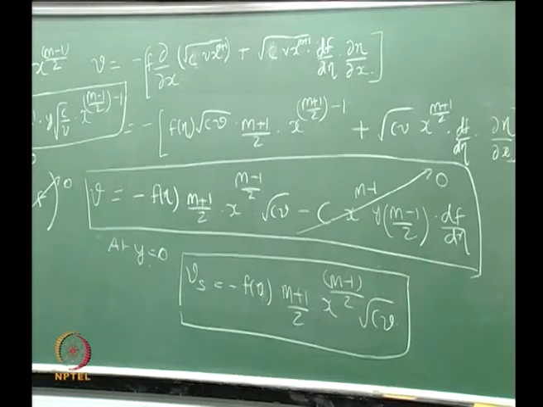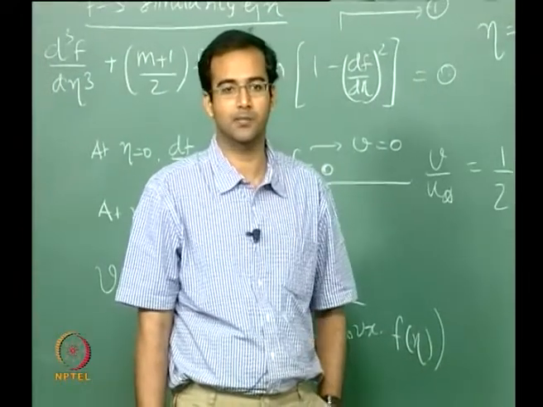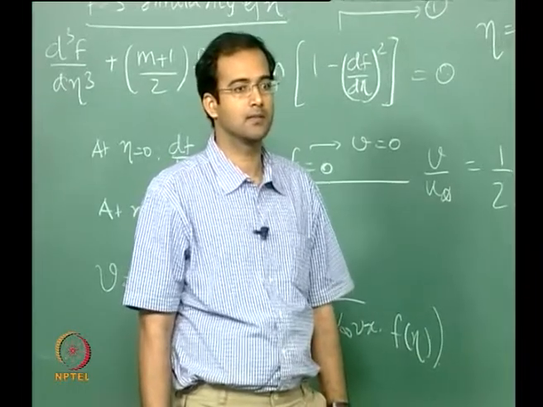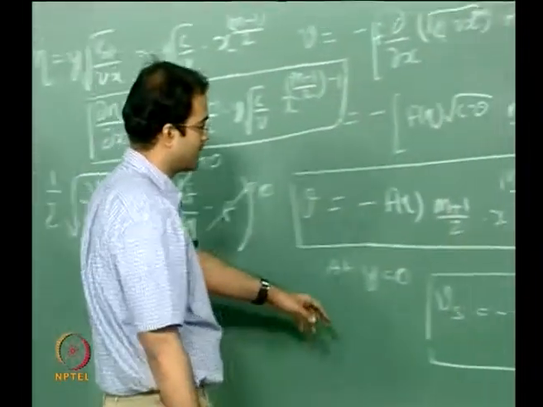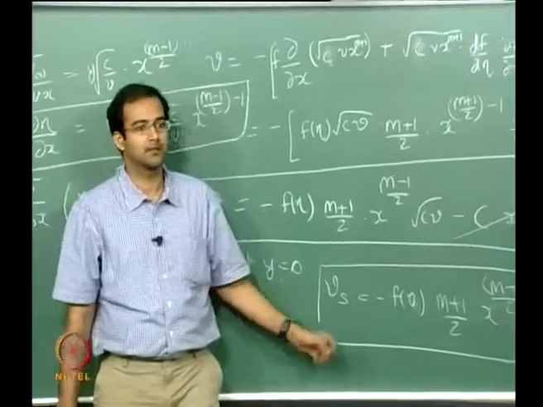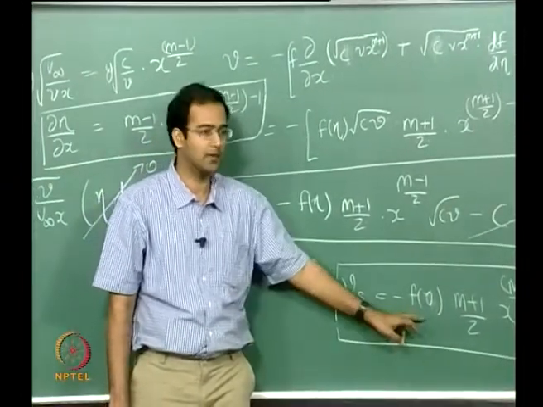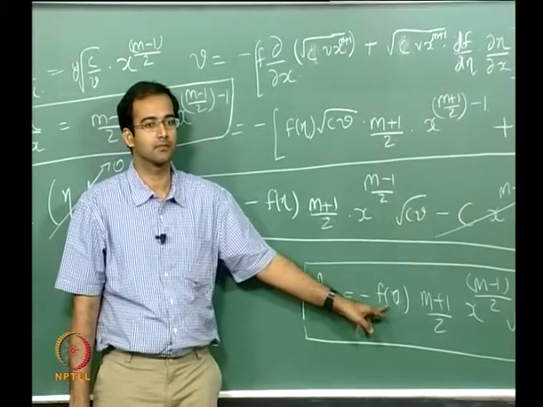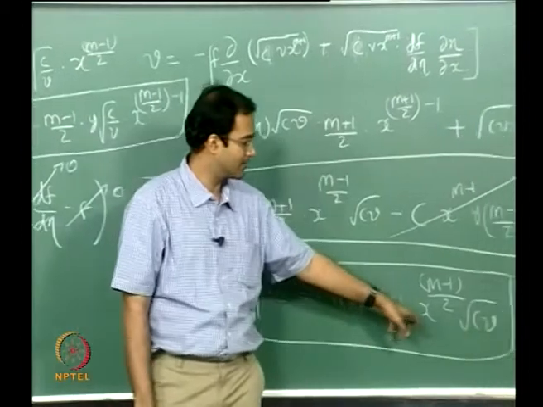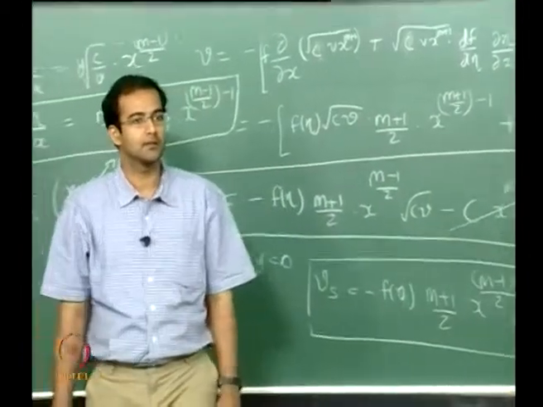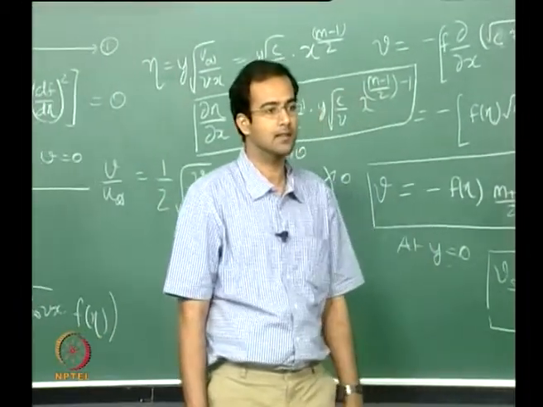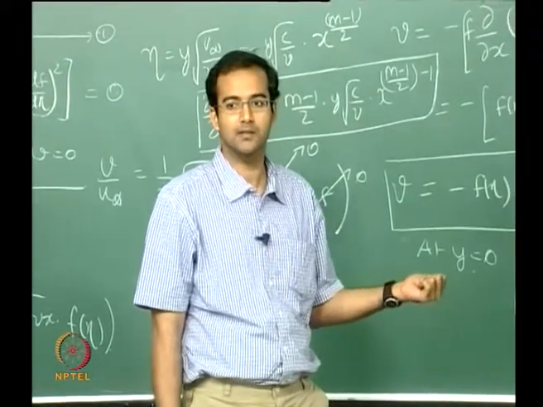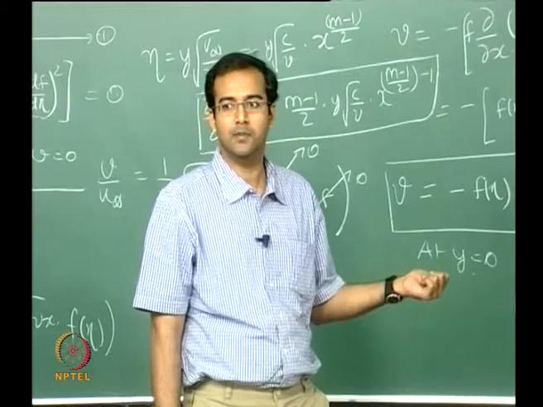Can it vary in any arbitrary manner, say some x power n? Suppose it varies as x power m, let us say. So what will be the expression for f of 0? You have something to the power dependence on x, right. So once you have dependence on x, is that a similarity solution? So it will not be a similarity solution, right.